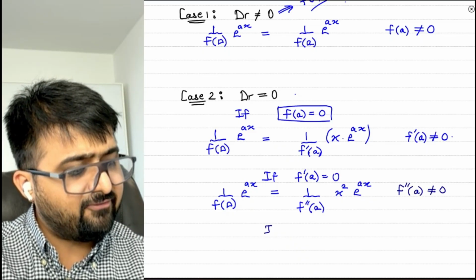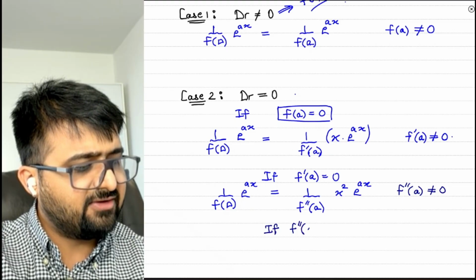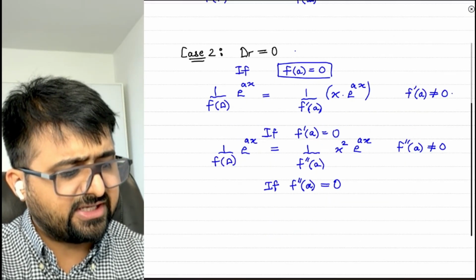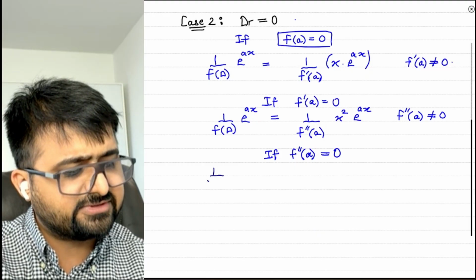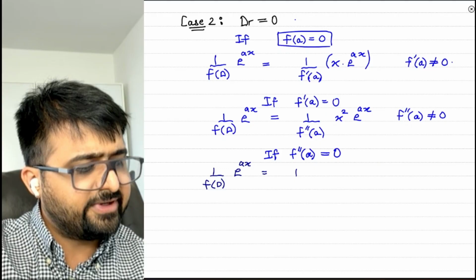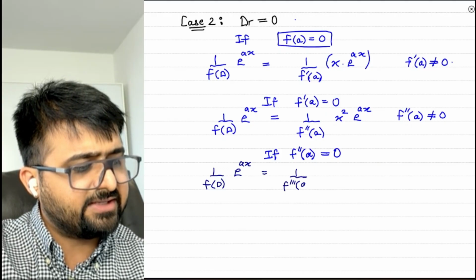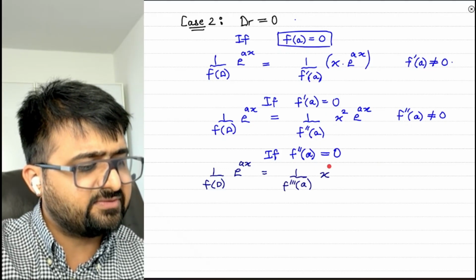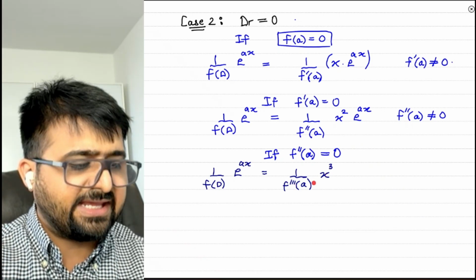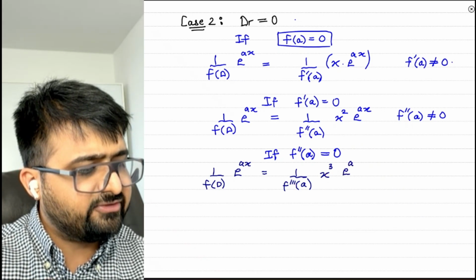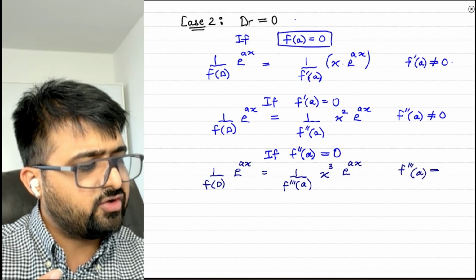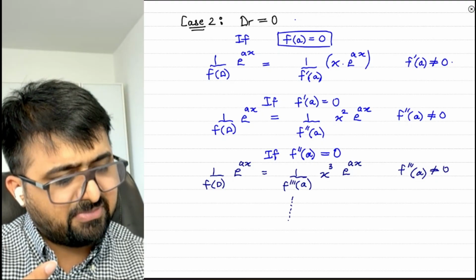Now what to do if f double dash of a is also 0? If f double dash of a is also 0, you just repeat that process. Instead of taking the derivative two times, just take the derivative three times. So 1 upon f(D) of e to the power ax will become the third derivative, and instead of writing x square, now write x cube. Basically, however many times you take derivatives, you just keep multiplying by x. So x cube e to the power ax, where f triple dash of a is not equal to 0, and so on. You can just repeat that process.